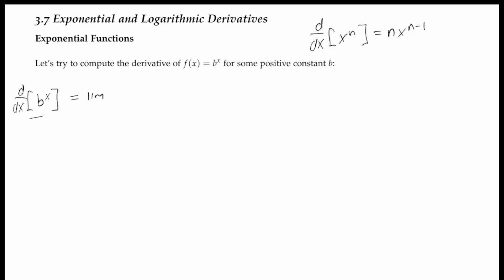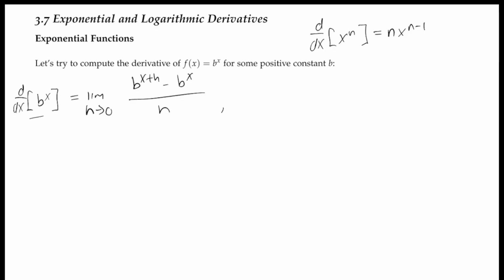This is not a power rule. It's got its own rule. It's called an exponential rule. But as I said, we'll start with the limit definition. So we'll do the limit as h approaches 0 of b to the x plus h minus b to the x all over h.